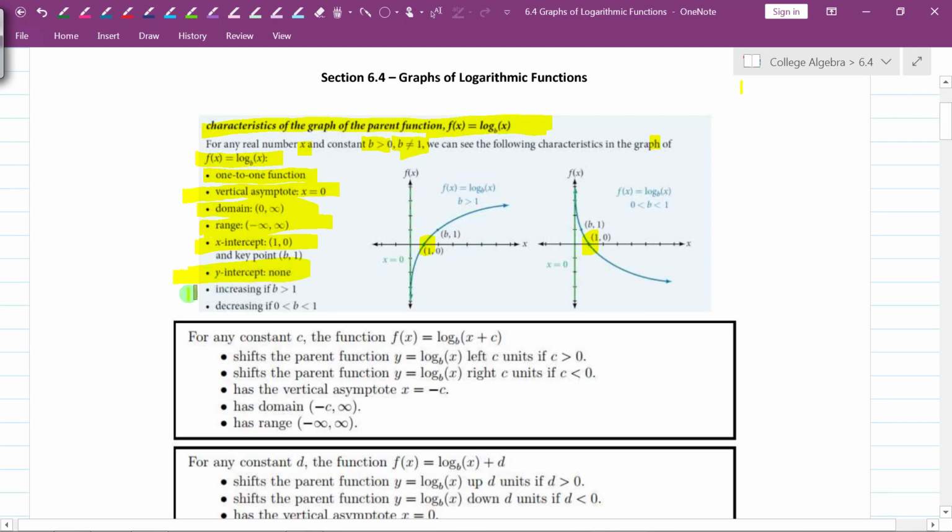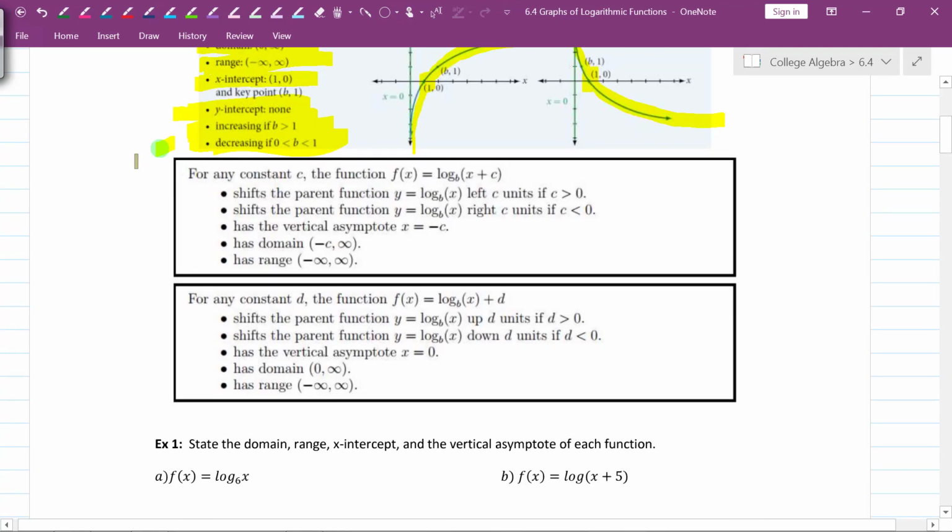We have an increasing function if b is greater than 1. And if b is between 0 and 1, we have a decreasing function. We can slide down the slide. So again, whether we increase or decrease depends on the value of b. Now, b can never be negative. You have to remember that.